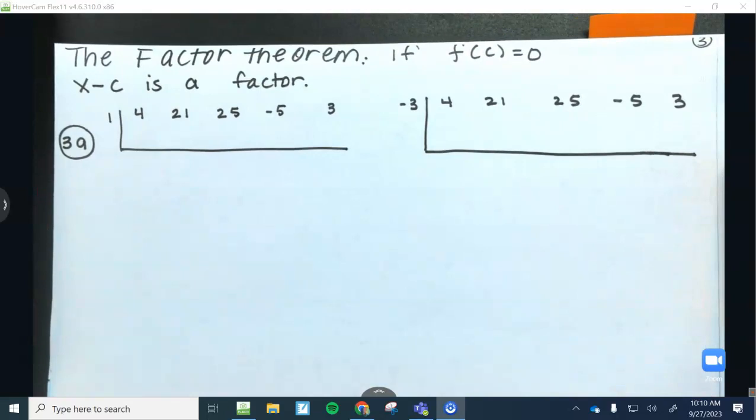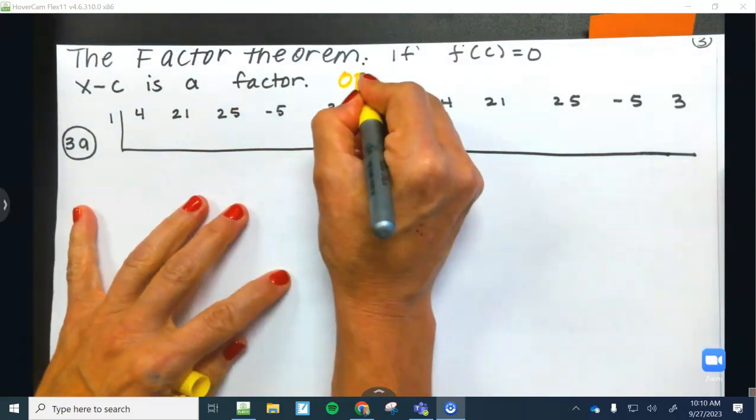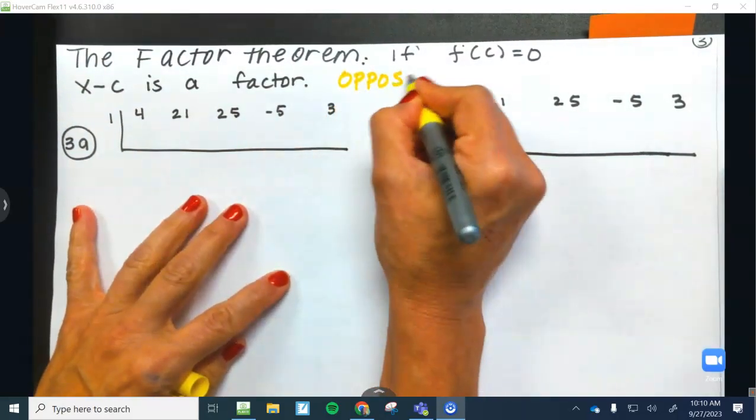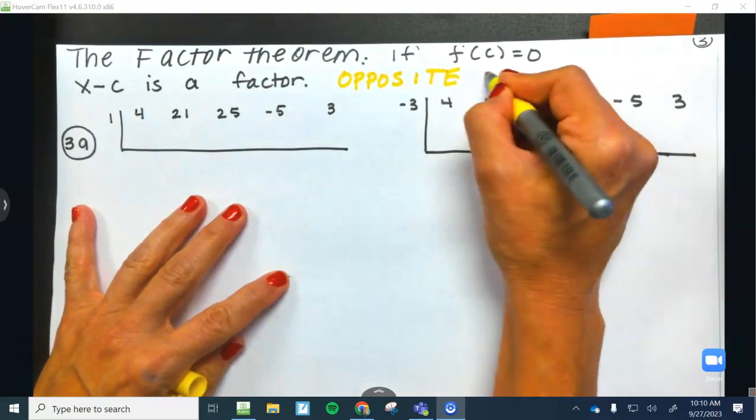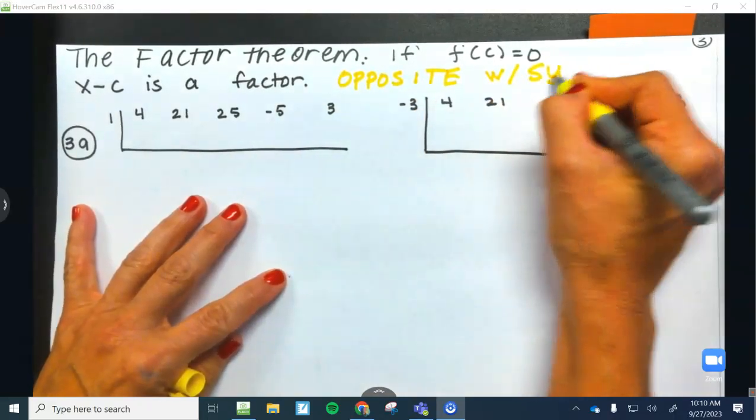Let's test out these binomials. Remember, you always test the opposite with synthetic division.